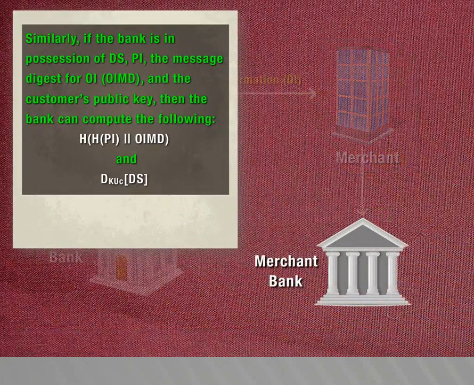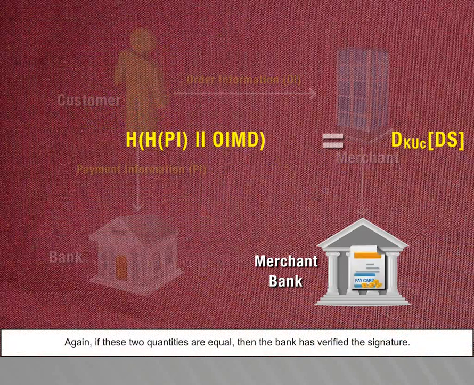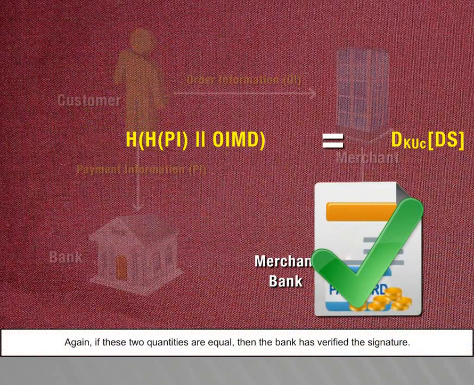Similarly, if the bank is in possession of DS, PI, the message digest for OI, OIMD, and the customer's public key, then the bank can compute the following. H(H(PI) || OIMD) and D(KUc, DS). Again, if these two quantities are equal, then the bank has verified the signature.